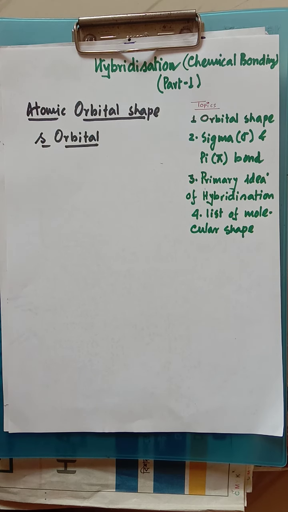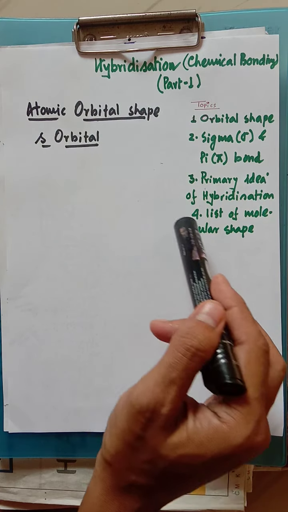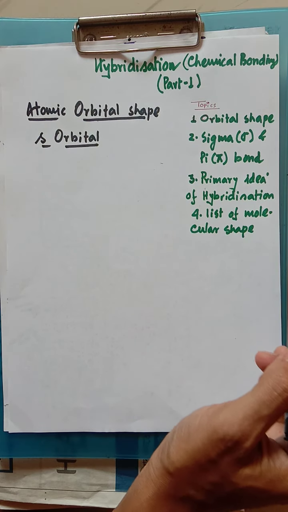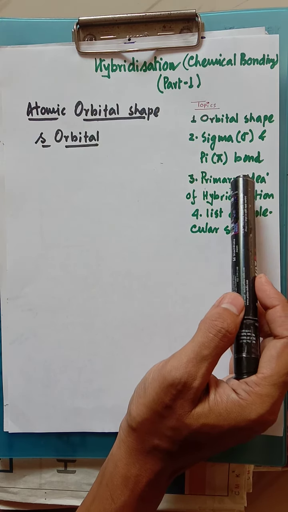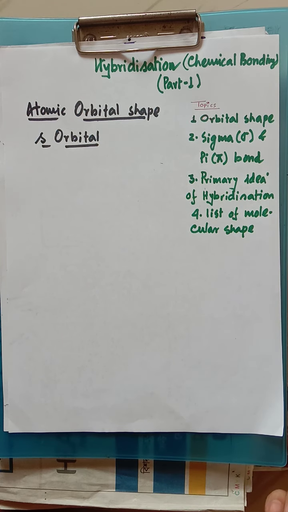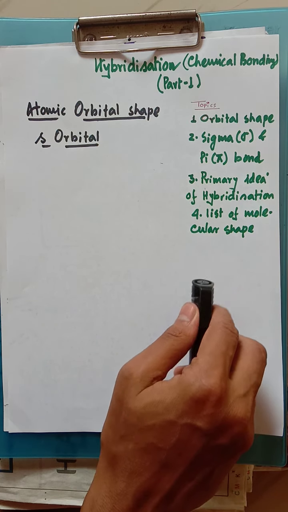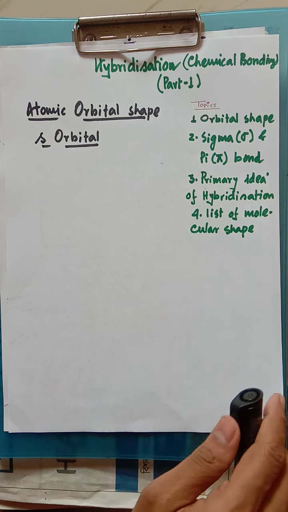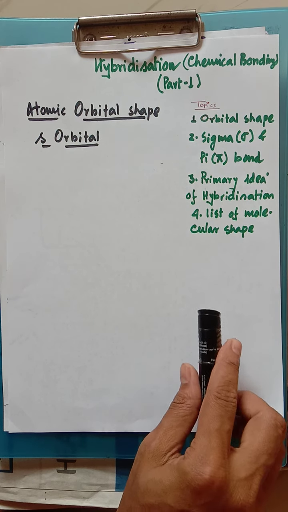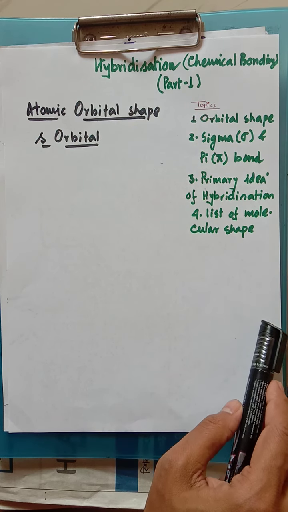Today we are going to discuss one of the very vital parts of chemical bonding, that is hybridization. In this hybridization part we will discuss orbital shape, sigma and pi bond, the primary idea of hybridization, and a list of molecular shapes depending on the hybridization.